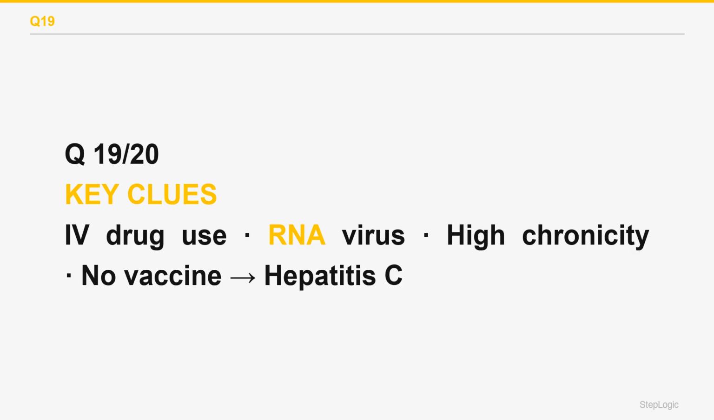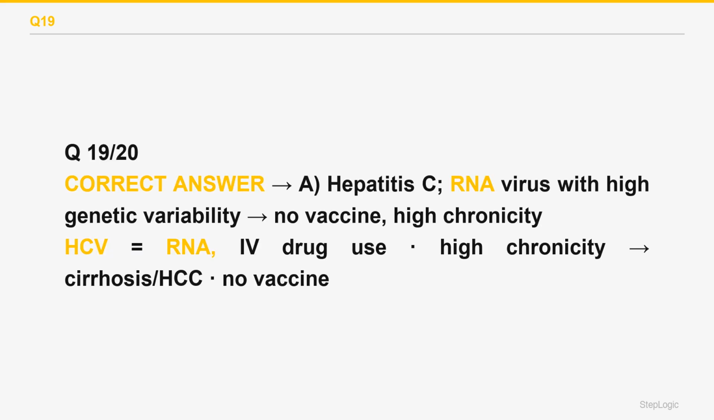The majority of acutely infected people fail to clear it, leading over years to cirrhosis and a markedly increased risk of hepatocellular carcinoma. Most acute infections are asymptomatic, which is why it is often detected incidentally. The correct answer is A. The key feature explaining both the high chronicity and the lack of a vaccine is the virus's high genetic variability.